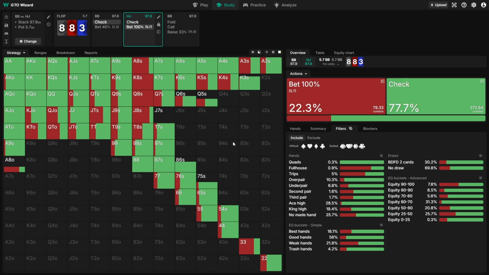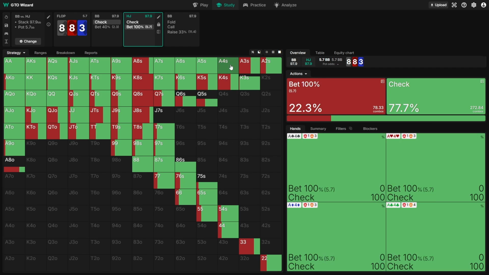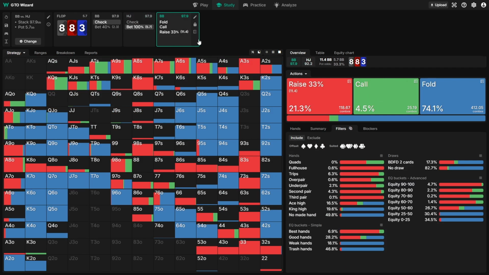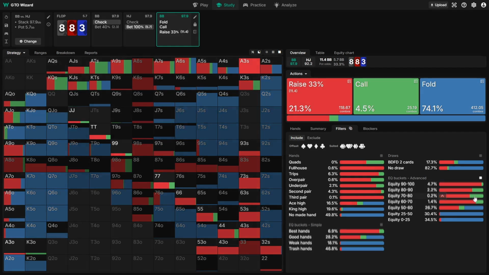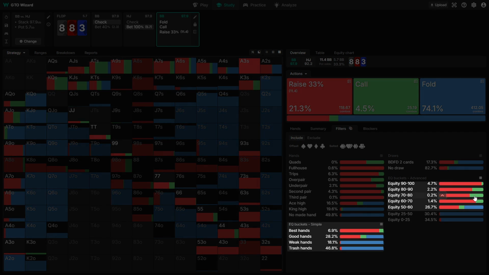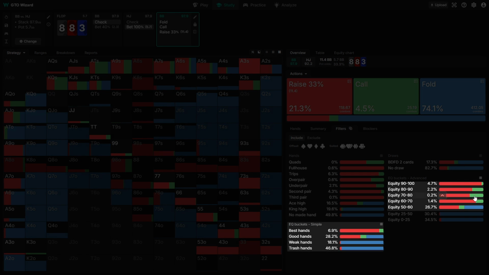We're unblocking all the bluffs. We're unblocking all the stuff that we can deny equity to and get some thin value from. So our range starts to alter, and instead of playing a more polar strategy, we're playing a much more linear strategy, which you can see represented over here.